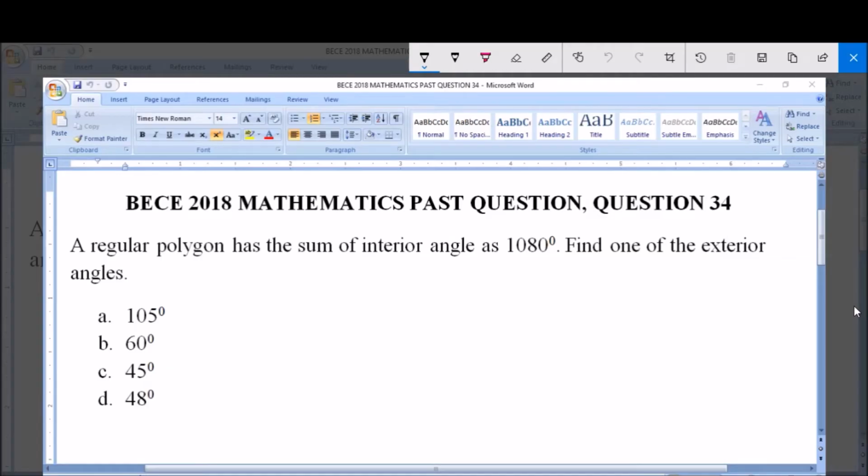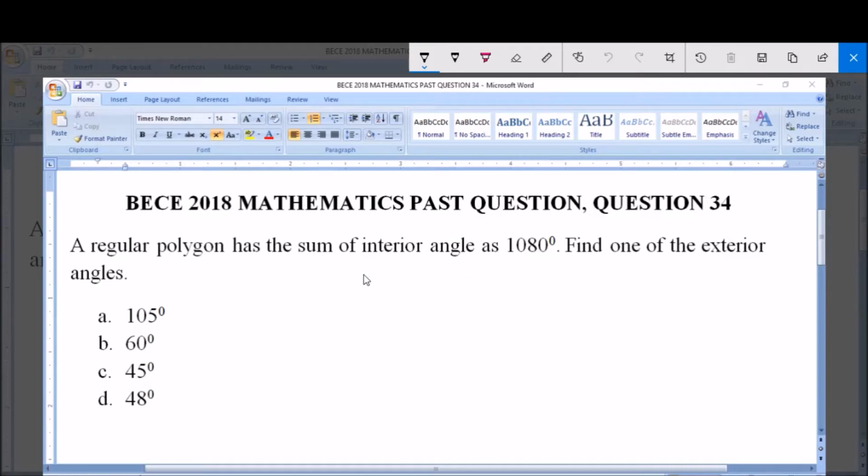Today we're going to be dealing with BECE 2018 Mathematics Past question 34. A regular polygon has the sum of interior angle as 1080 degree. Find one of the exterior angles. A 105 degree, B 60 degree, C 45 degree, and D 48 degree.